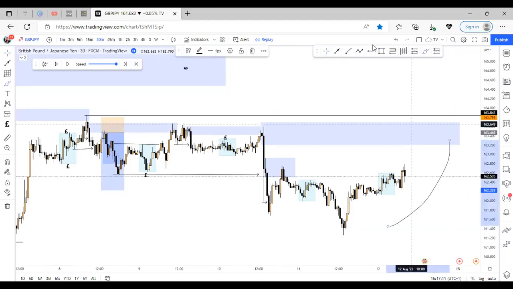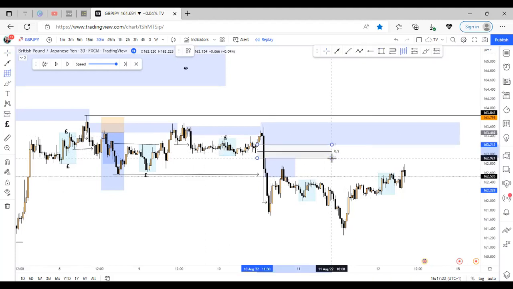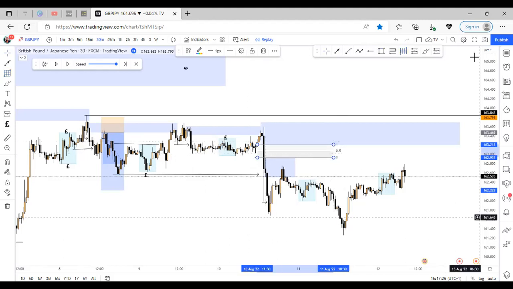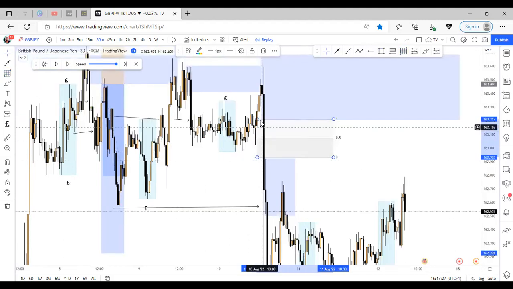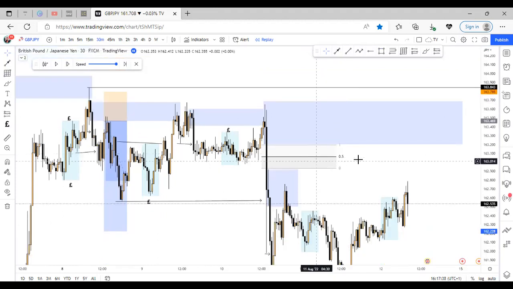Okay, so there are zones that won't be mitigated at a particular point. Keeping that in mind, if I'm to sell, I will try to get the 50% of this imbalance right here. Why am I doing this? Just like I explained earlier, price may not return into this zone. So at this particular time, I may be looking at this 50% to take a sell trade from.